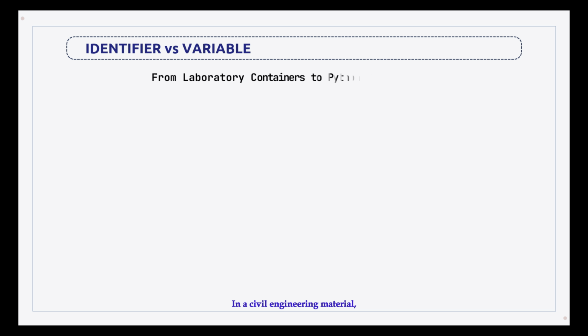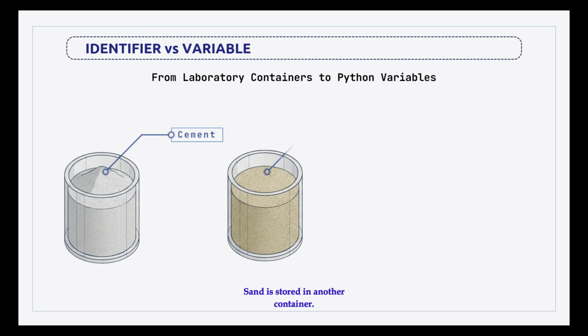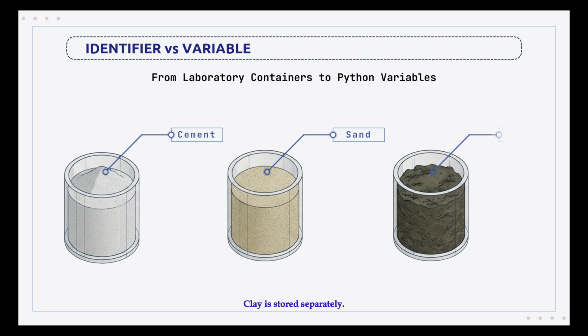Look at the slide carefully. In a civil engineering material laboratory, cement is stored in one container, sand is stored in another container, clay is stored separately. Each material is isolated and organized properly. Why? Because engineers must clearly know what material is stored, where it is stored, and how to use it during experiments. In the same way, Python also needs a proper system for storing data. This is where variables come into the picture.